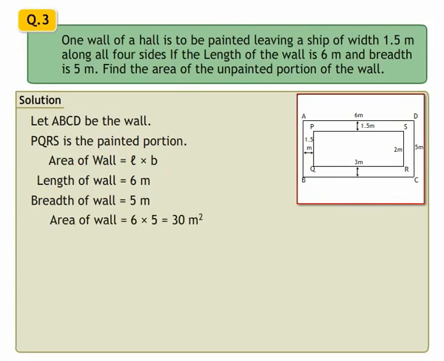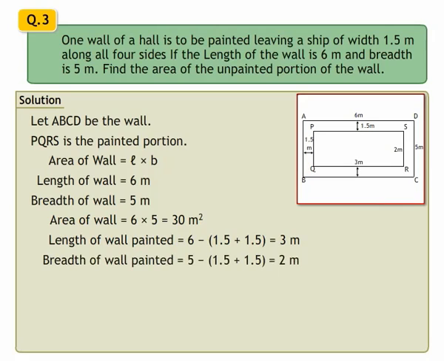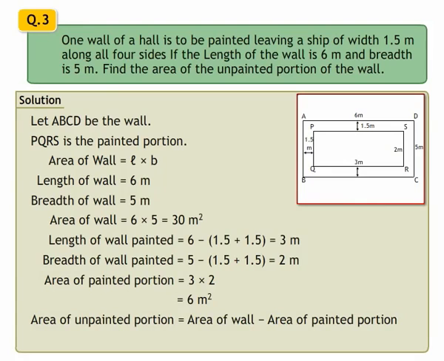Length of wall painted is 6 minus (1.5 plus 1.5) equal to 3 meters. Breadth of wall painted is 5 minus (1.5 plus 1.5) equal to 2 meters. Area of painted portion is 3 into 2 equal to 6 square meters. Area of unpainted portion is area of wall minus area of painted portion. Area of unpainted portion is 30 minus 6 equal to 24 square meters.